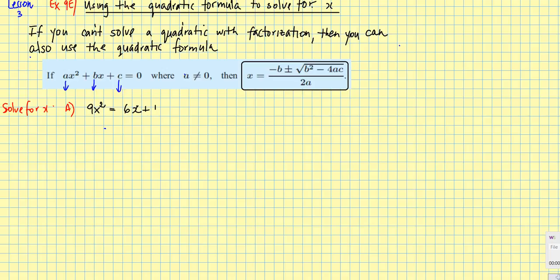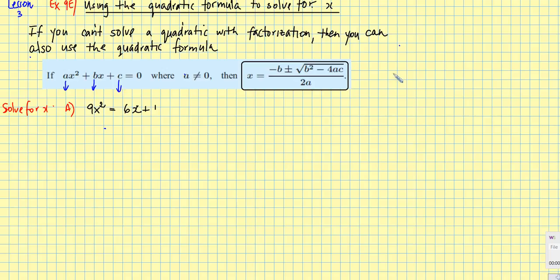But the one formula that works to solve all quadratics and find the x-intercepts is always going to be the quadratic formula. The quadratic formula is written right above here, where it says that x is equal to negative b plus or minus the square root of b squared minus 4ac, all divided by 2a. Now, what does that mean?